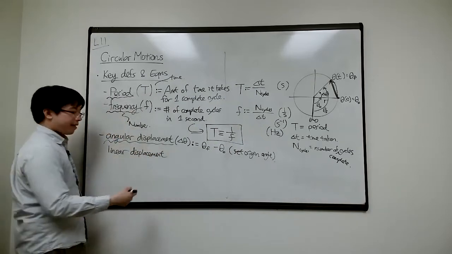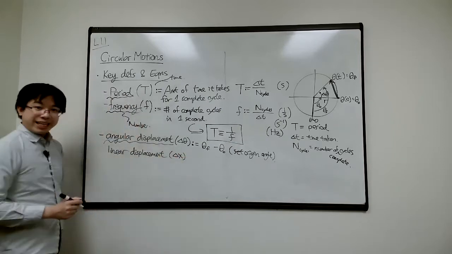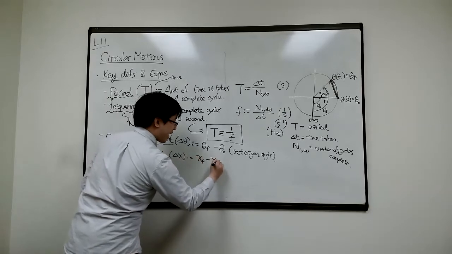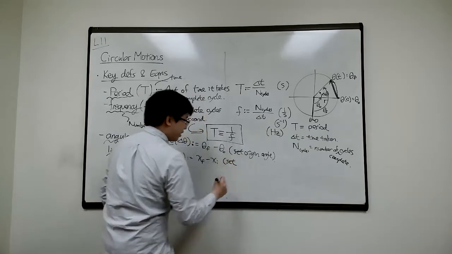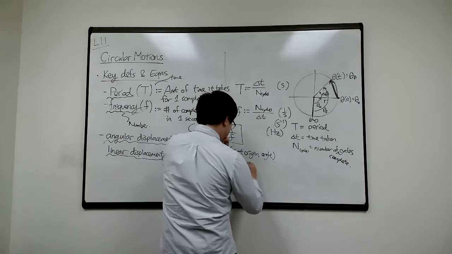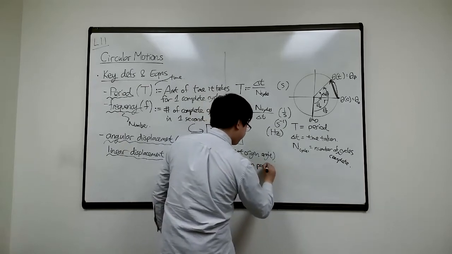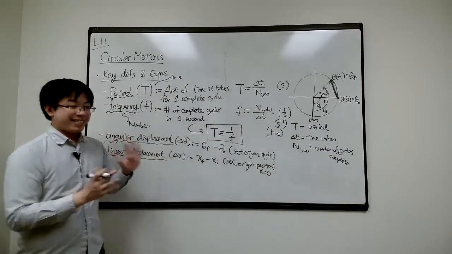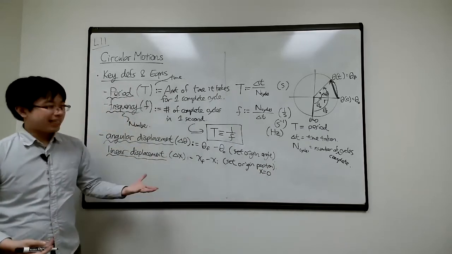And remember what linear displacement is? In SUVAT variables I call it s, but what it really is is delta x. So the linear displacement is x final minus x initial, but x is completely meaningless until you set the origin position. So you need to set somewhere as x equals 0. Then x initial and x final make sense, then delta x would make sense.